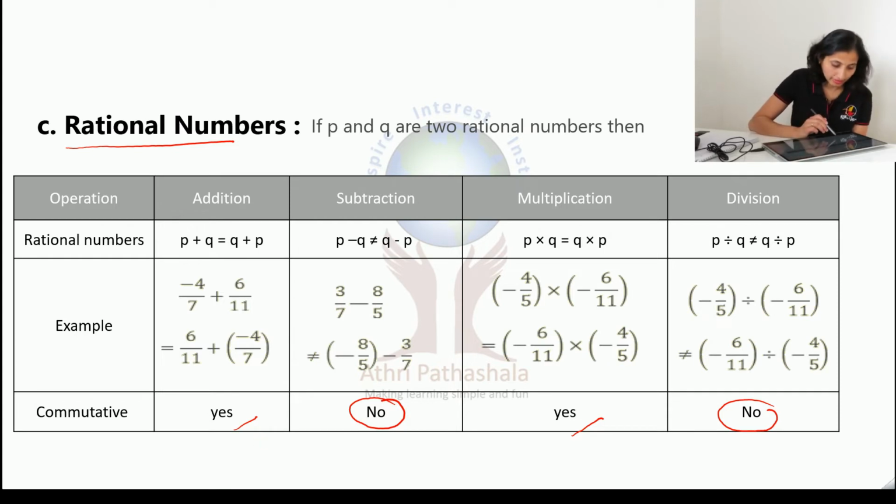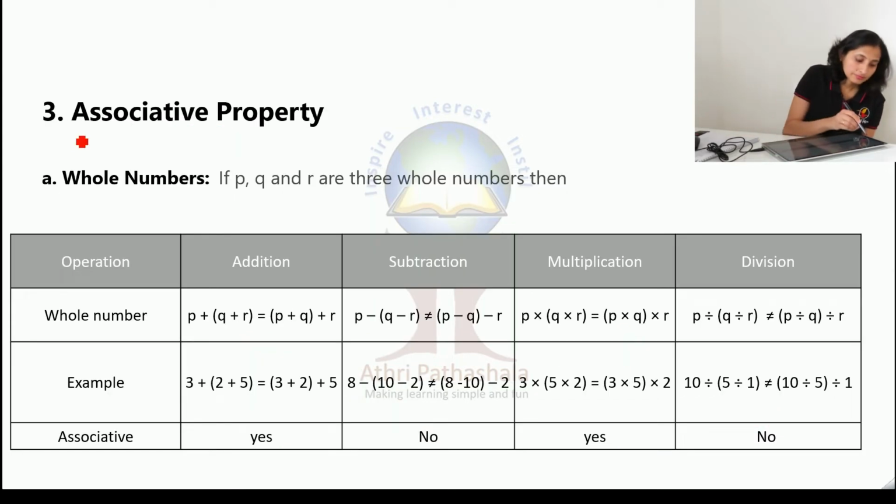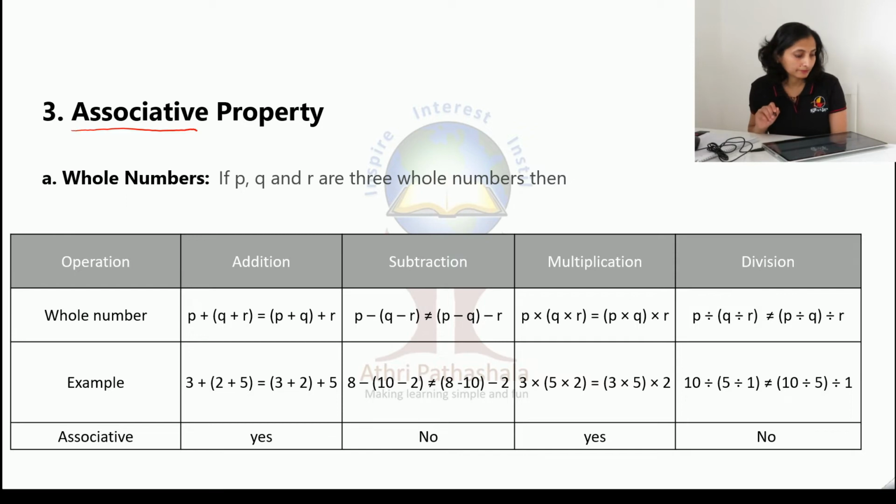So rational numbers under addition are commutative. Check for subtraction: you will get LHS not equal to RHS, so it is not commutative. For multiplication, you will get both left hand and right hand sides equal, so it is commutative. For division, you will not get equal answers for the left hand and right hand sides, therefore it is not commutative. And next comes the associative property.